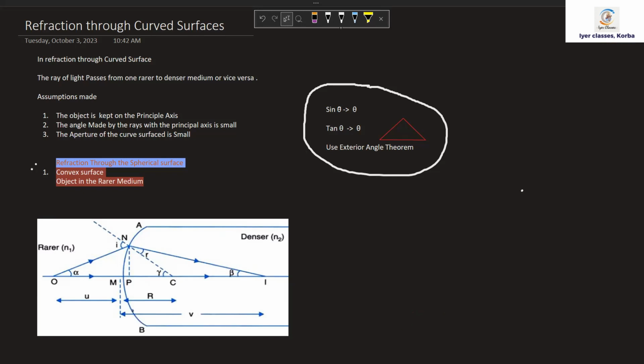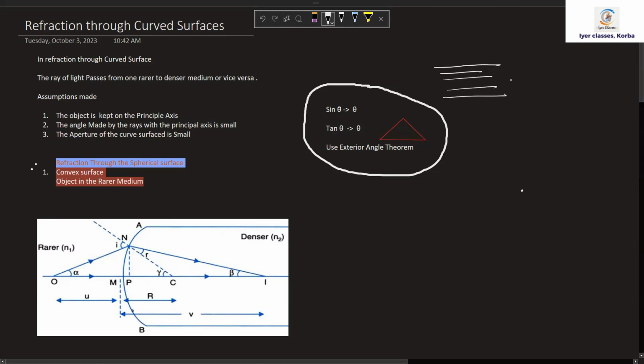So the ray of light which is passing from one, see, what is refraction? You all know. What is refraction? See, whenever there is a medium, now in this medium, this is the denser medium, this is the rarer medium. What happens to the ray of light? It comes from one medium, goes and strikes here, and then if it is going to the denser medium, it will go towards the normal. This angle between the normal and the incident ray is called the angle of incidence. This is called the angle of refraction.